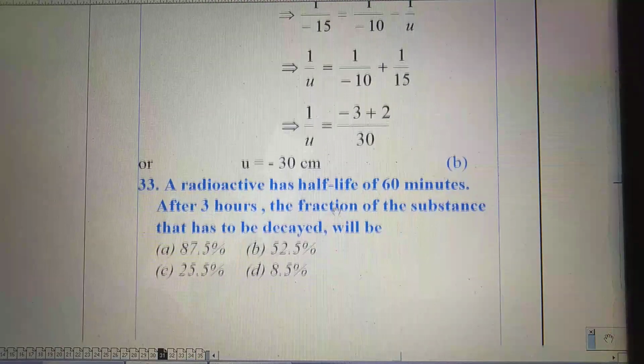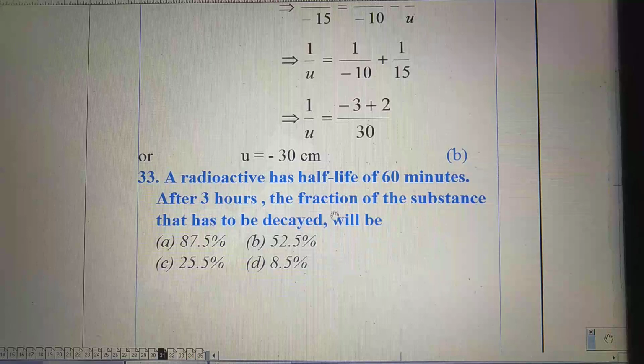Next question. A radioactive substance has a half-life of 60 minutes. After 3 hours, the fraction of the substance that has decayed will be: option A 87.5%, option B 52.5%, option C 25.5%, option D 8.5%. Let's see the solution.